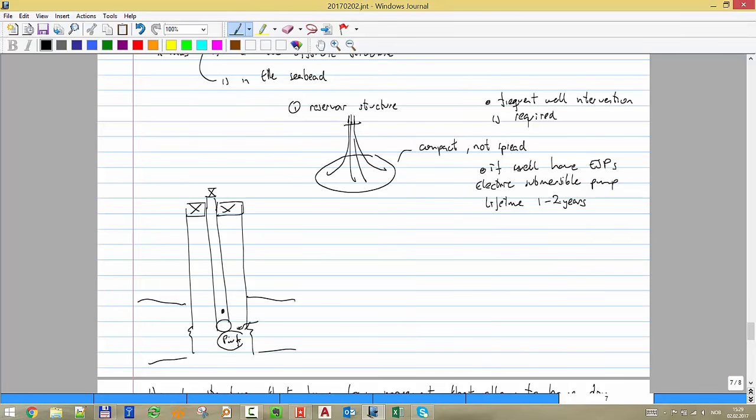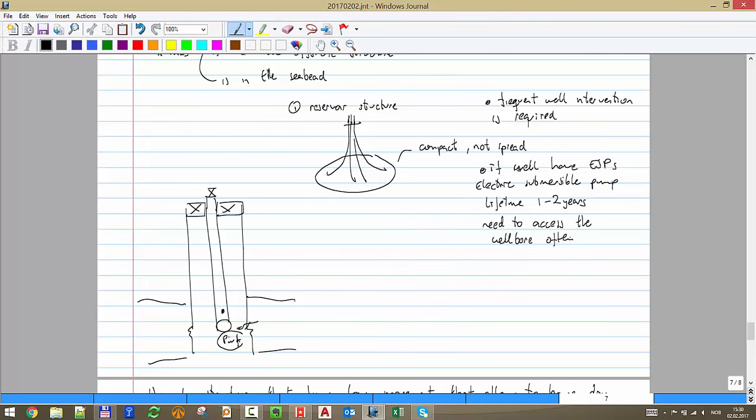So if you already know beforehand that you need to develop that particular field with pumps, or you need to do intervention, change the tubing, do a sidetrack, so you need to access the wellbore often, then I prefer to have dry Christmas trees.